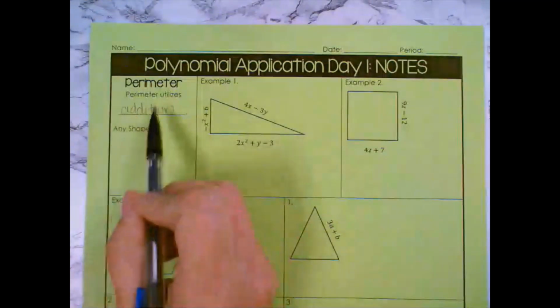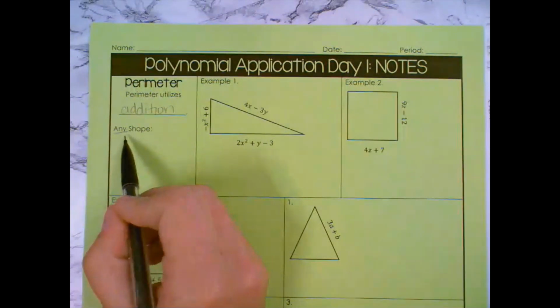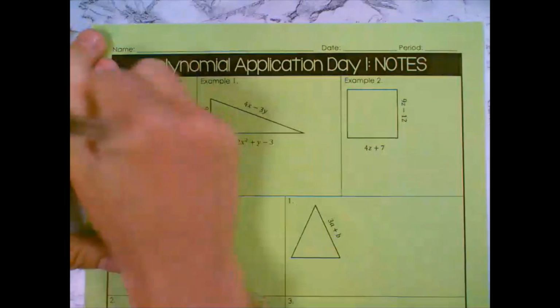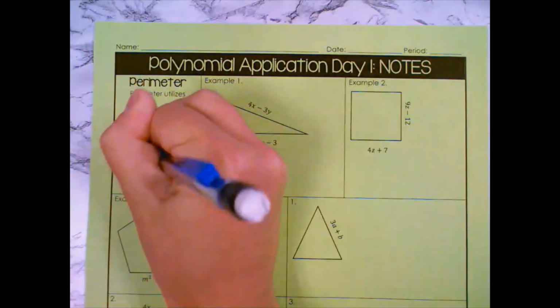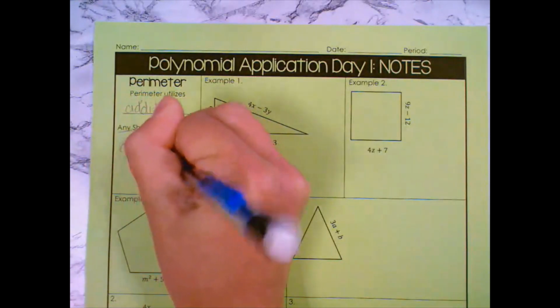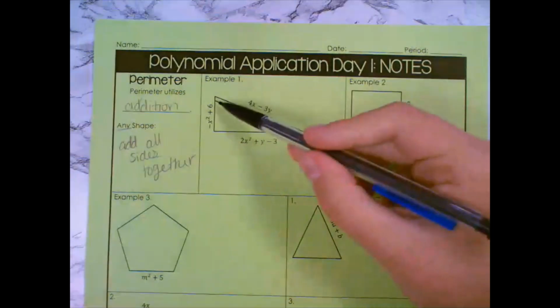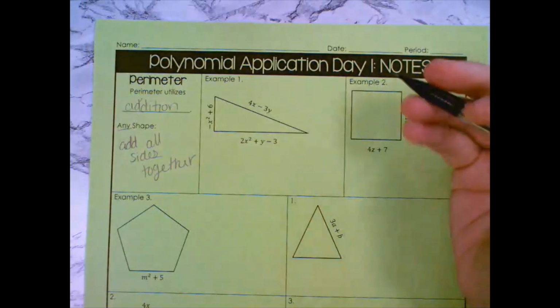Now, what's nice about perimeter is the formula technically for perimeter is the same for any shape. All we are going to do is add all sides together. So the easiest example right here is a rectangle. All three sides are labeled, so we just need to add them all together.